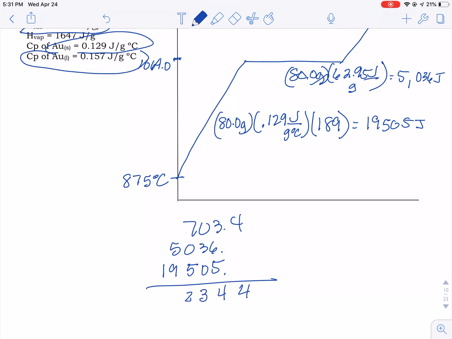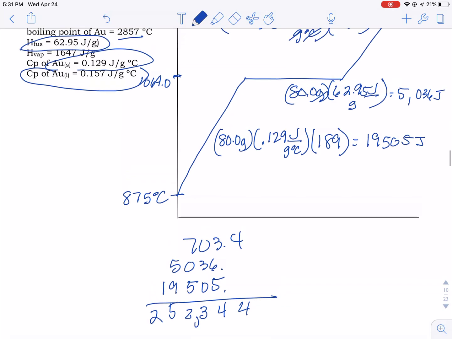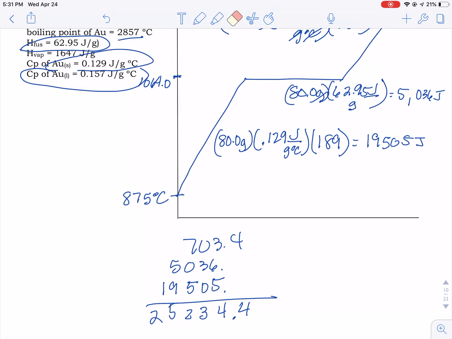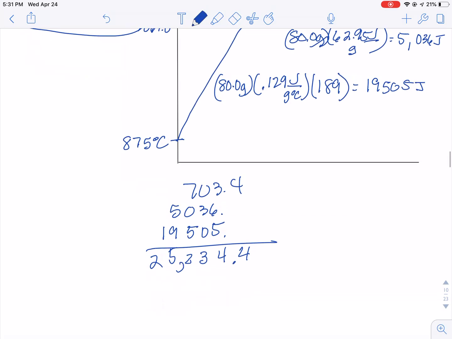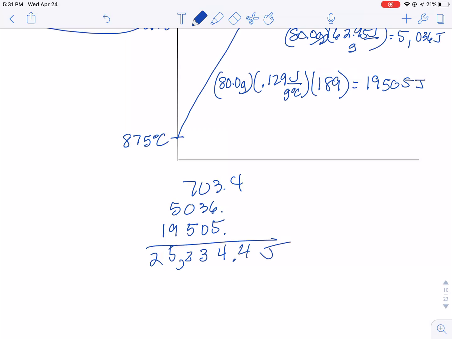If I did the math right, which I'm not making any guarantees about because it sure doesn't look right. Oh, there's a decimal there. If I did the math right, there you go.